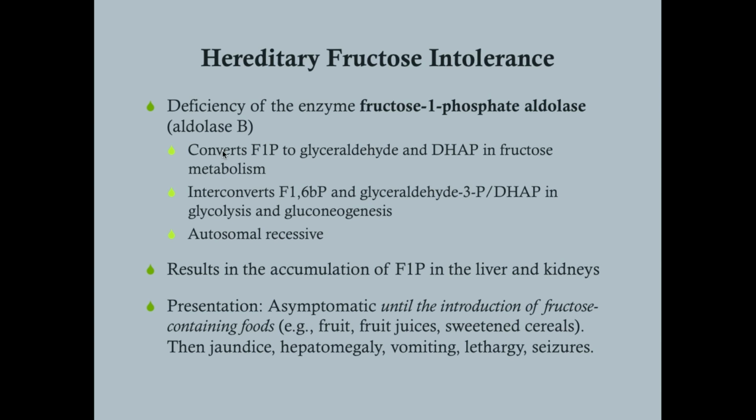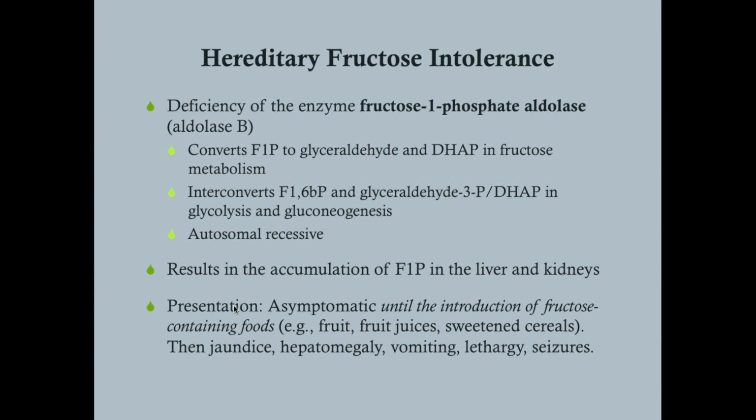Okay. This is also an autosomal recessive disorder. So the problem with this is that you have fructose 1-phosphate. Fructose goes into the liver, it gets converted into fructose 1-phosphate, and that happens in the liver and in the kidneys. Now if you can't convert that fructose 1-phosphate into something you can use, namely glyceraldehyde and DHAP, then that fructose 1-phosphate is going to remain in the liver and the kidneys, and you're going to get liver dysfunction and renal dysfunction. And so that is the problem in this disorder. We have renal and hepatic dysfunction.